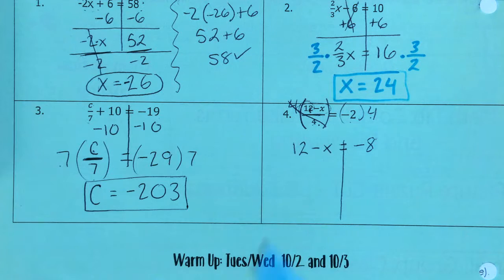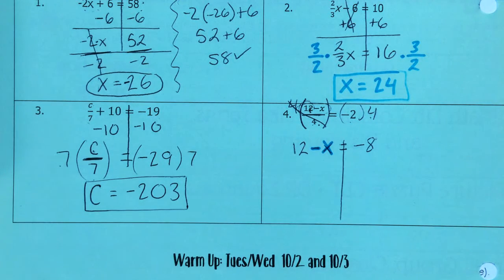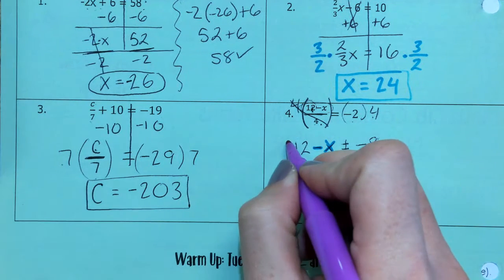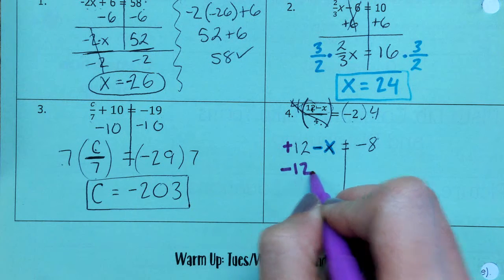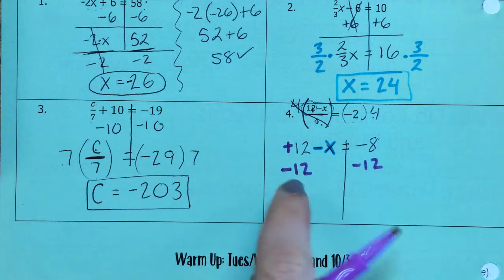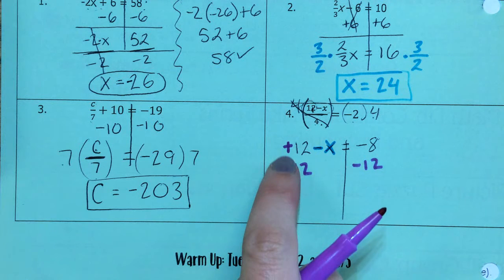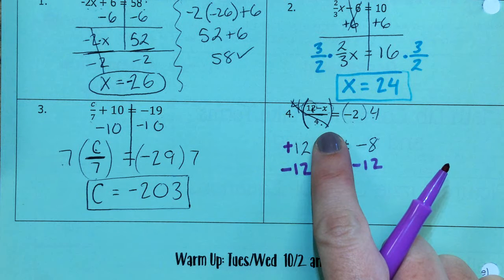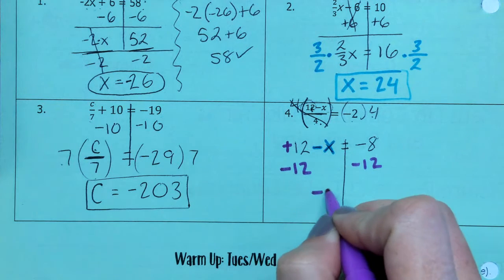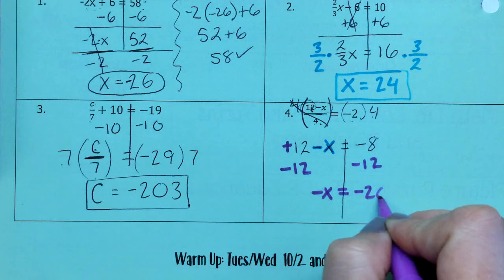Again, this one is special because this is a negative x, which means this 12 is not negative, this 12 is positive. To get rid of a positive 12, we subtract 12 on both sides. You do not add 12 because you see a subtraction sign here. You subtract 12 because 12 is positive. Positive 12 minus 12 is 0. So we have 0 minus x, or negative x. Negative 8 minus 12 is negative 20.